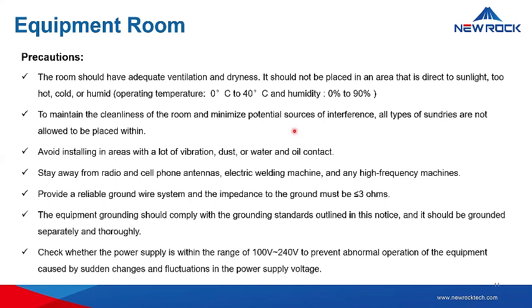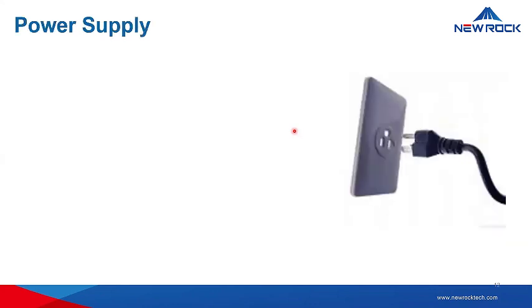Then, last but not least, you need to check whether the power supply is within the range of 100 volts to 240 volts. This is to prevent abnormal operation of the equipment. So it is very necessary. And next to the equipment room is the power supply.